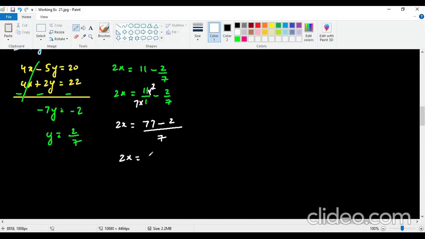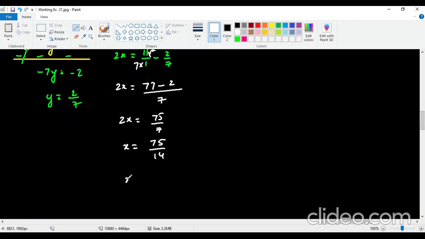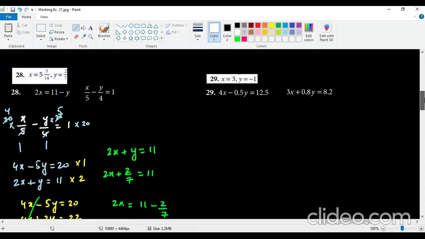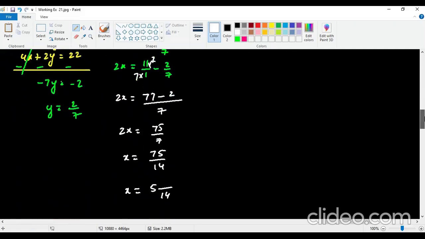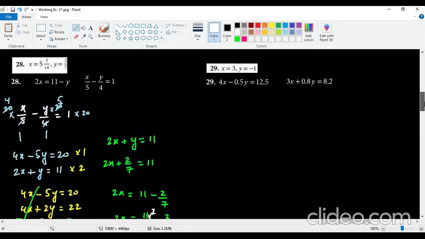So this is going to become 75 over 7, and in here it becomes 75 over 14. And 14 times 5 becomes 70, and 5 is the remainder. So this becomes a mixed fraction.